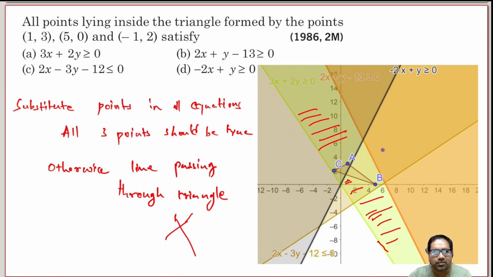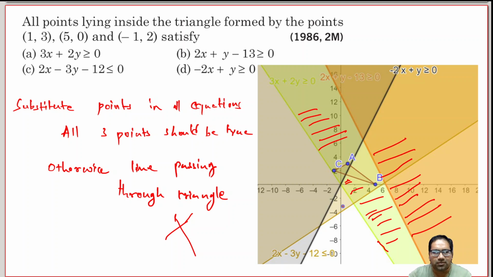And similarly, the other two lines also we can substitute. For example, in this one we can substitute 0 comma 0, the origin. When you substitute, minus 13 is not greater than or equal to 0. So that means the origin is not in the region that we want, the origin is on the other side. So that's why we are taking this region. We are not taking the region in which the origin is included. We have to take the region in which the origin is not there. That's why we are taking this region.